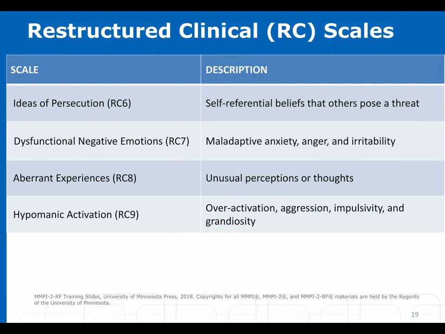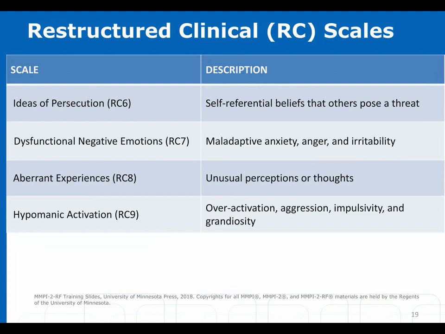Next we have RC8, aberrant experiences, which measures unusual perceptions or thoughts. Now, RC8 is the restructured version of Clinical Scale 8, which, of course, was called the Schizophrenia Scale. As you can see, it's not only been restructured, but it's also been renamed to aberrant experiences, and this is for a good reason. So, an individual who scores high on RC8 does not necessarily have schizophrenia. They experience some sort of aberrant experience. This could be due, for example, to drug use.